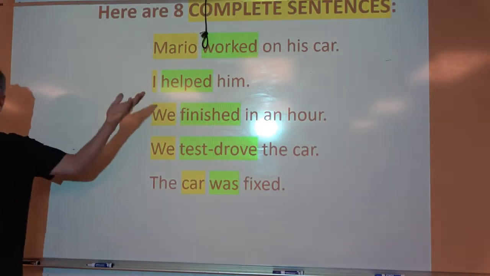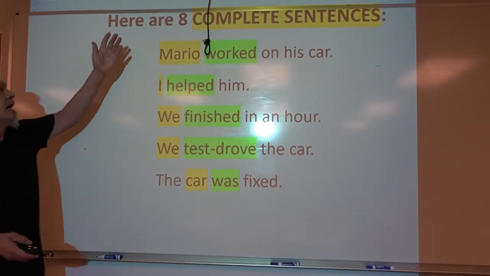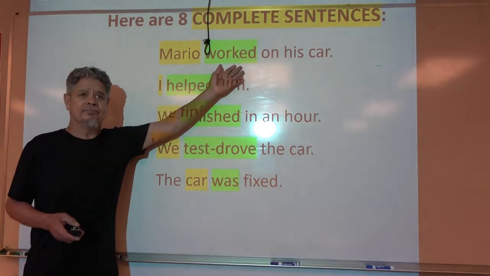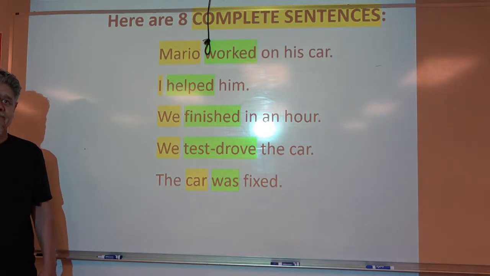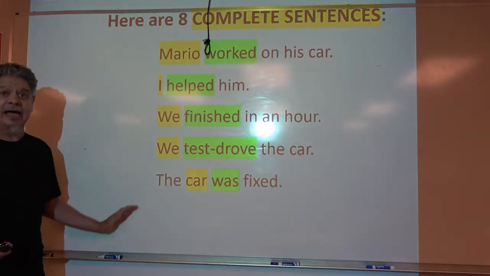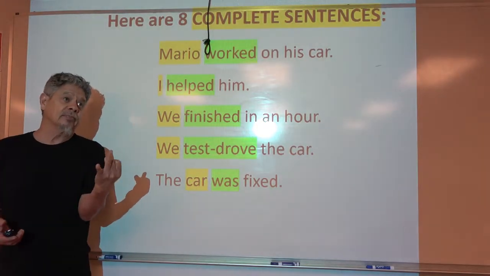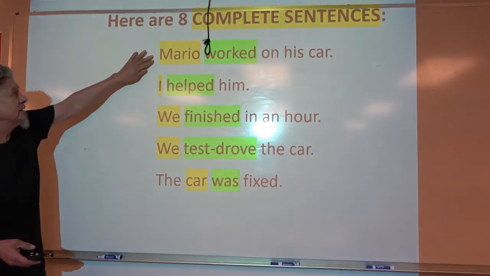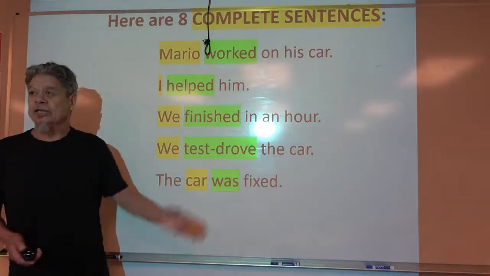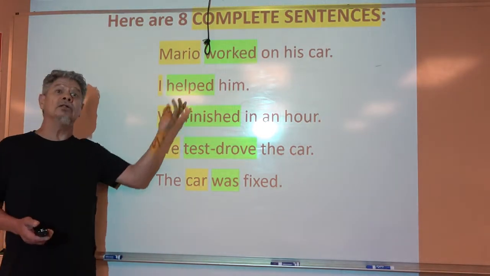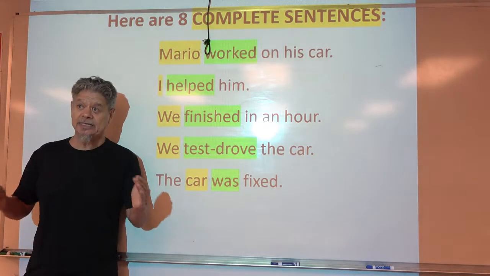Here are 5 complete sentences. Each one has a subject and a verb. The subject is in yellow, the verb is in green. And none of them have a subordinating conjunction or a relative pronoun. So each one begins with a capital and they end with a period. These are complete sentences. We call them independent clauses. They can be alone as sentences, independent clauses.